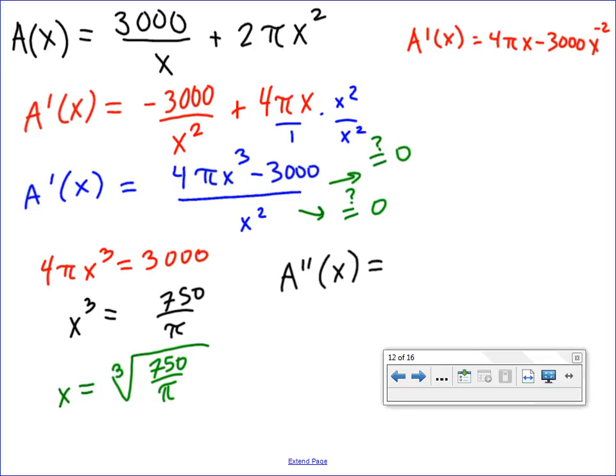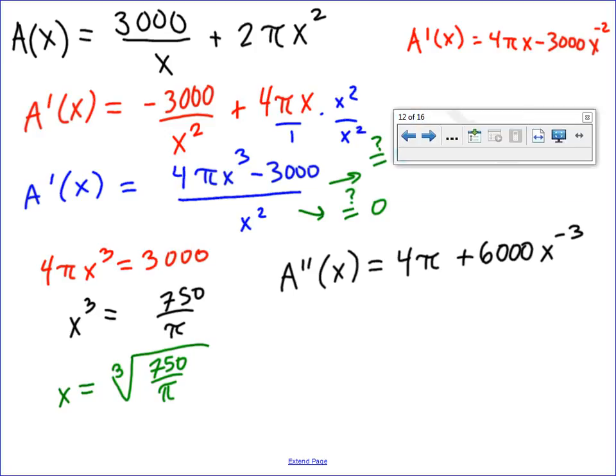What's the derivative of 4 pi x with respect to x? 4 pi. What's the derivative of negative 3,000 x to the negative 2? Well, exponent times the base raised to 1 less. Negative times negative is positive 6,000 x to the negative 3, which means that A double prime of x is just 4 pi plus 6,000 over x cubed.